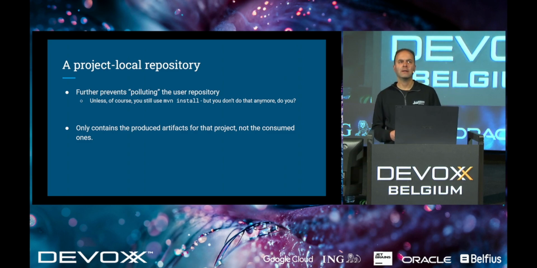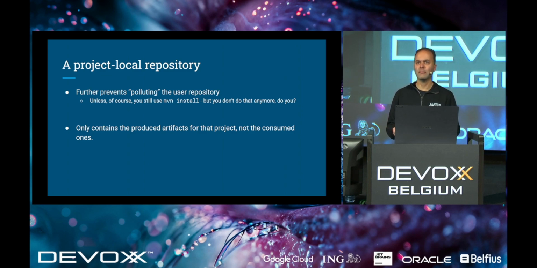Just to be absolutely sure, this project local repository is not yet another many gigabyte folder on your hard drive. I mean, I know some people have been wiping their M2 repository folder because it became tens of gigabytes large, and I fully understand that. As I said, it is kind of a cache to what you download from the internet. This project local repository only contains the artifacts that you produce in that project, in that build. Resolving still goes to the user repository, which lives in your M2 folder.